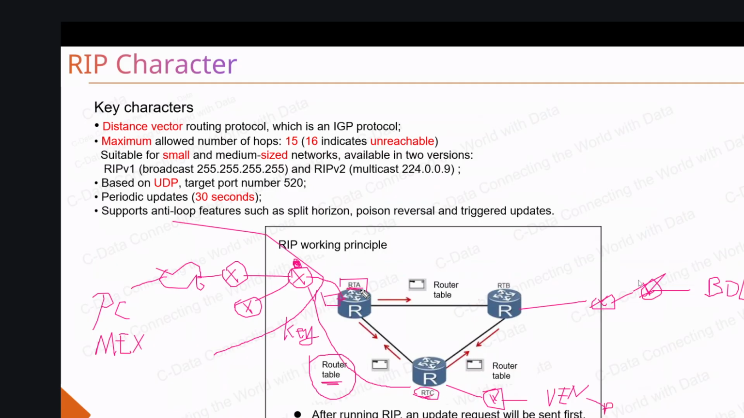So router A needs to tell router C what information I have. It's the same: router C also has to tell him what information I have. So they are switching the information. This is the routing table. The information is the routing table.